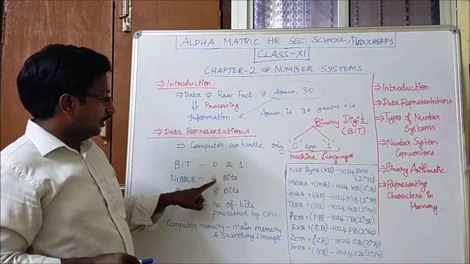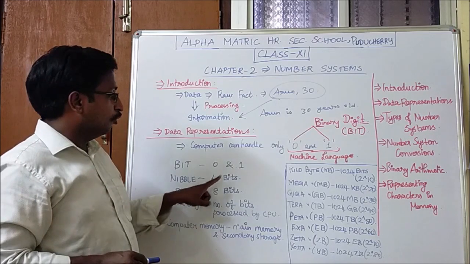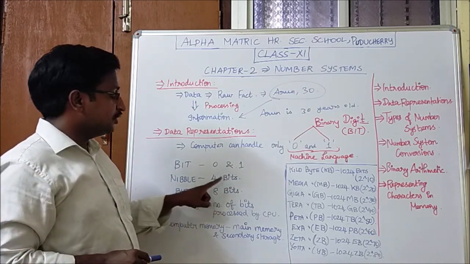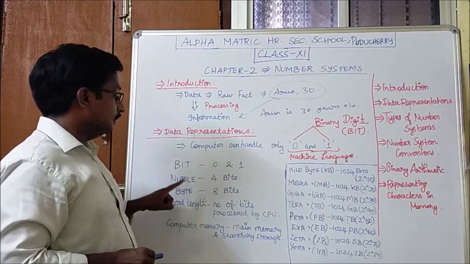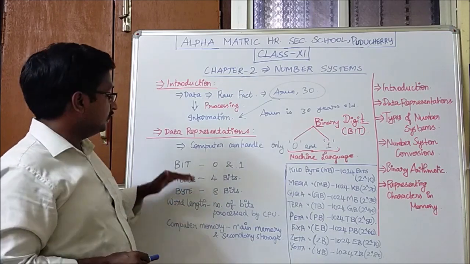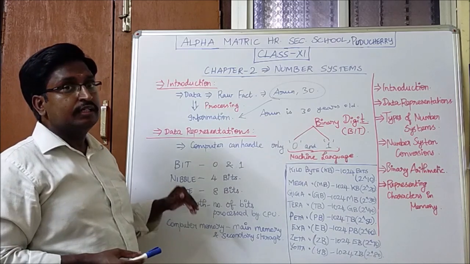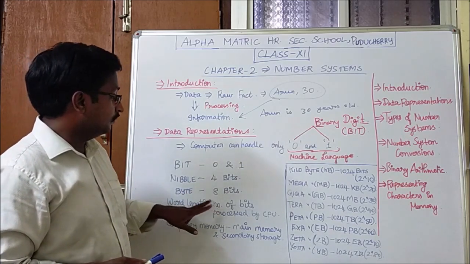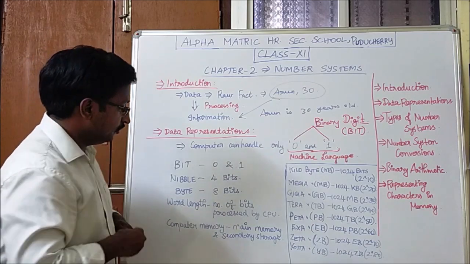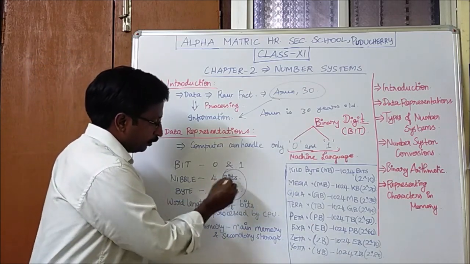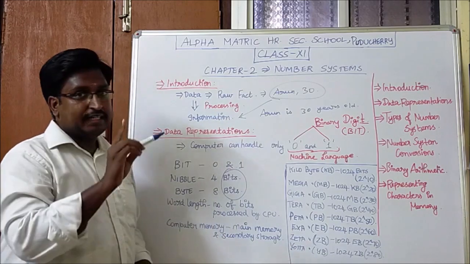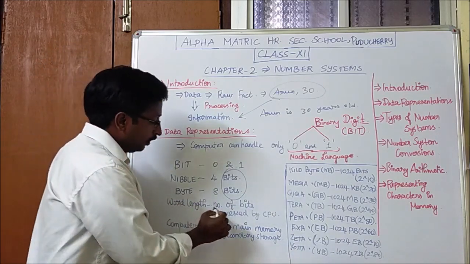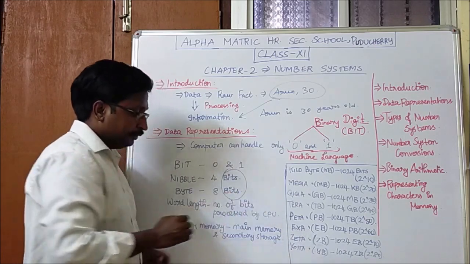A combination of 4 bits we call a nibble, and a combination of 8 bits we call a byte. So these are the various terms available in data representation. Next is word length. Word length means the number of bits processed by the CPU at a time in a single operation, in a single function.